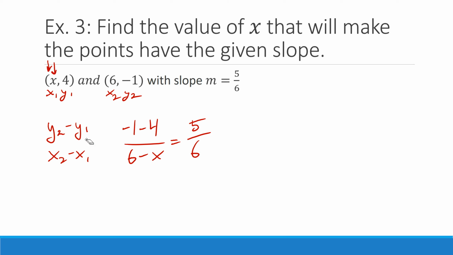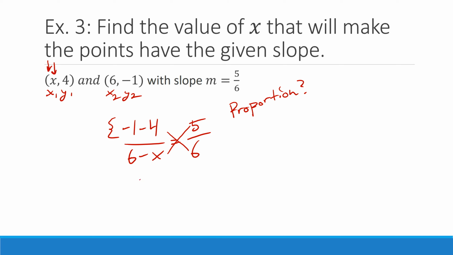Let me just clear up the screen a little. Does this look like something that we've seen before? Oh yeah, I have a fraction on either side of an equal sign. This is a proportion. And how do I solve proportions? Oh yeah, I do, because I didn't forget things last chapter. I need to use cross products. First, let's just simplify the top of this fraction. -1 minus 4 is -5. So I have -5 over 6 minus x equals 5 over 6. Now let's do the cross product.